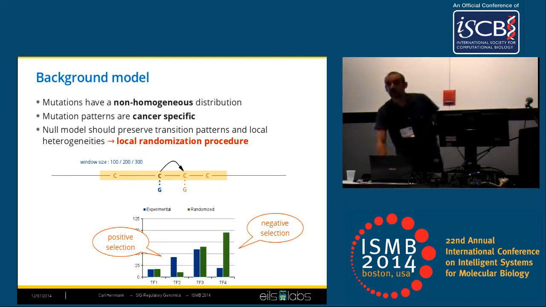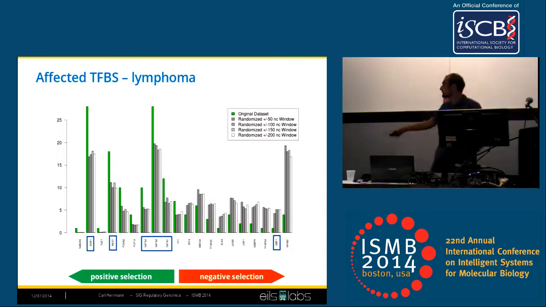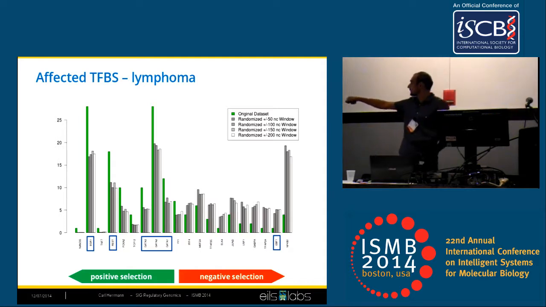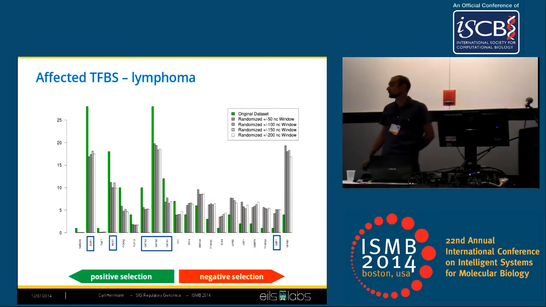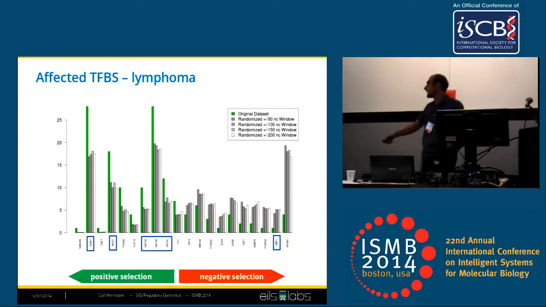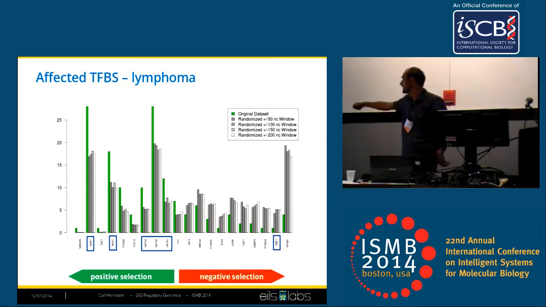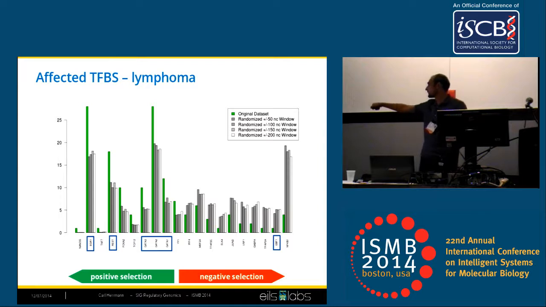So applying this approach to the lymphoma data set, we ran the FunSeq pipeline, and we identified a number of transcription factor binding sites that seem to be affected. In green is the frequency of disruption of these transcription factor binding sites. In gray is the randomized, the expected number. And we see here a transcription factor for which we have a much higher number of disruptions than expected, and the opposite here in this corner.